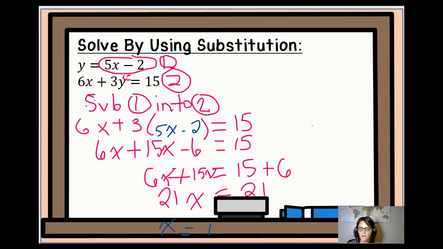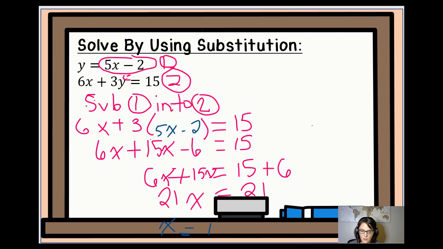So again, we're halfway there. So I'm going to take my x equals 1 and I'm going to substitute it into either equation 1 or 2 to get the y. And looking at the two equations that we have, I think it would be easier to substitute into equation number 1 because it's already in y equals form.